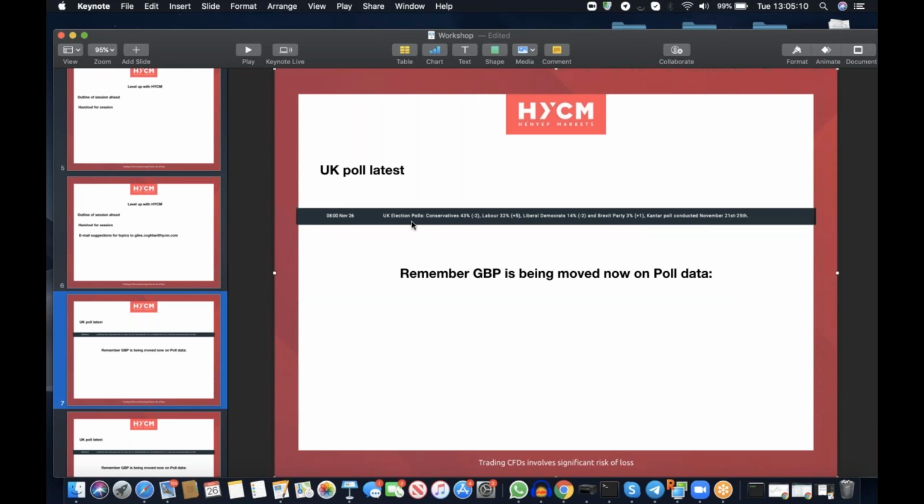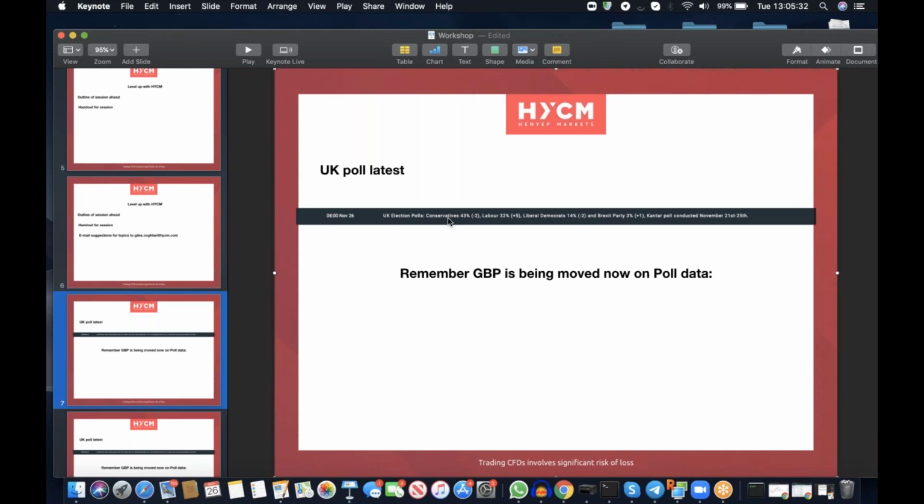Some UK election polls. Now, for those of you who've been following the newsletter and some of the comments that I've been making across HYCM social media platforms, I've been reminding traders a number of times that the pound is currently being moved by the UK election polls. And the reason for this is very, very simple.